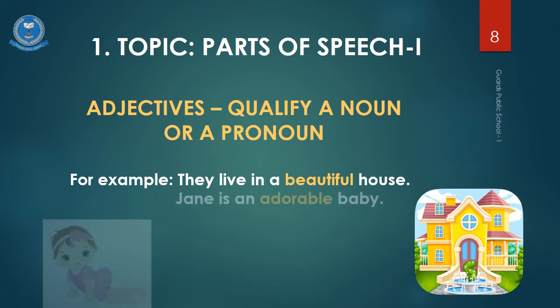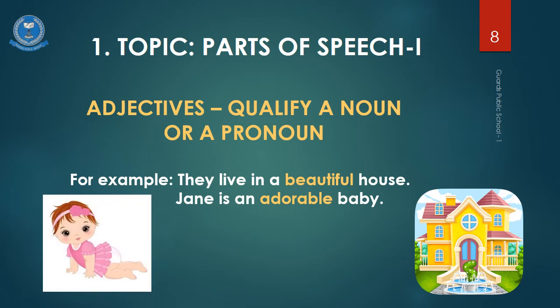Jane is an adorable baby. So adorable is a describing word that is describing the noun baby. So adjectives are describing words that describe a noun or a pronoun.